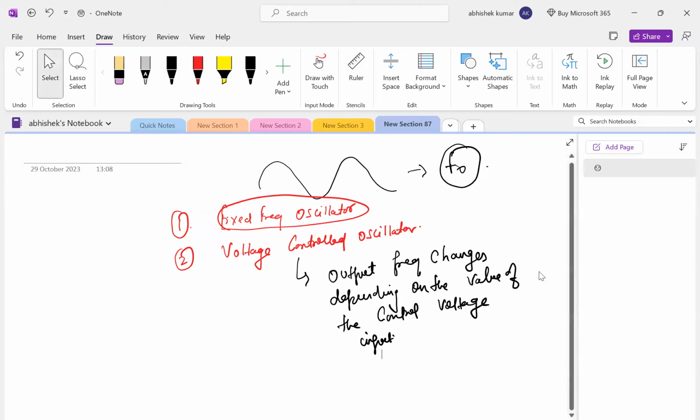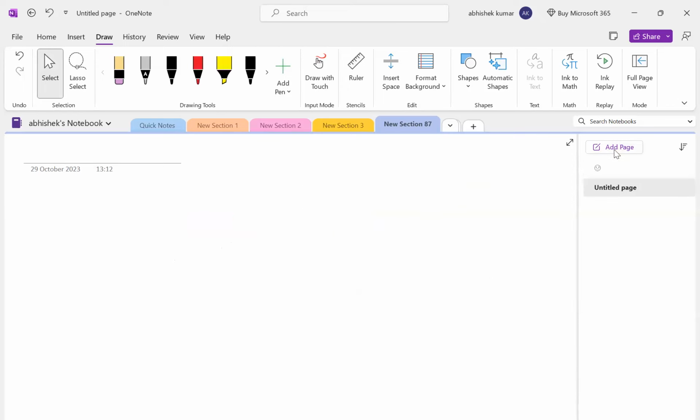Now coming to the application, that is how it is being used. We studied this. After that, we were dealing with the Barkhausen criteria. What is the condition for a signal to oscillate? It means, what is the condition in which we get a signal of some frequency. So for that, we studied the Barkhausen criteria.